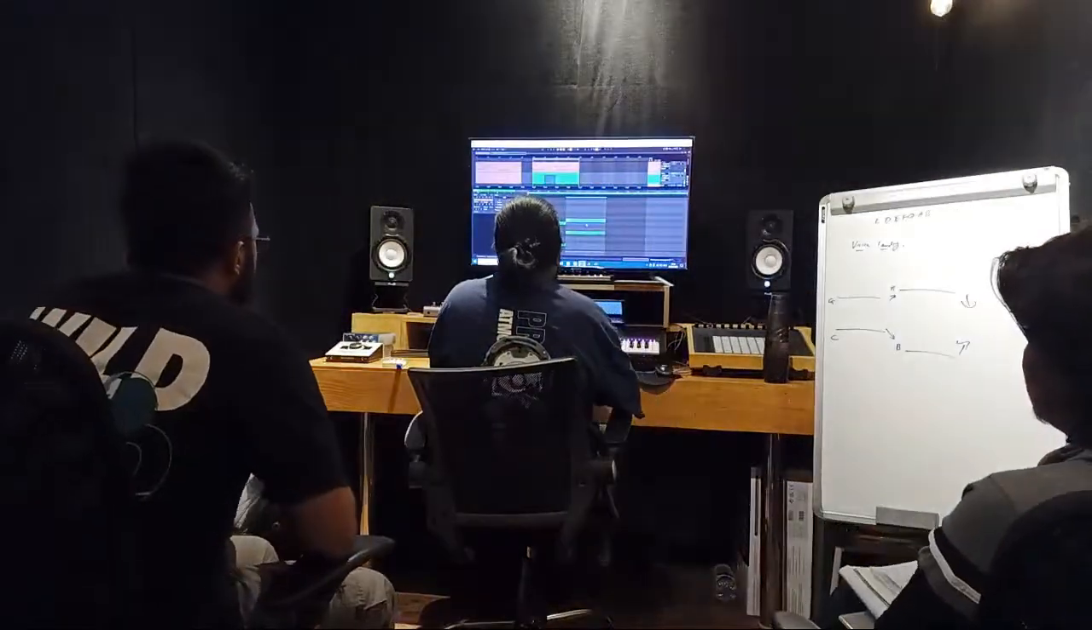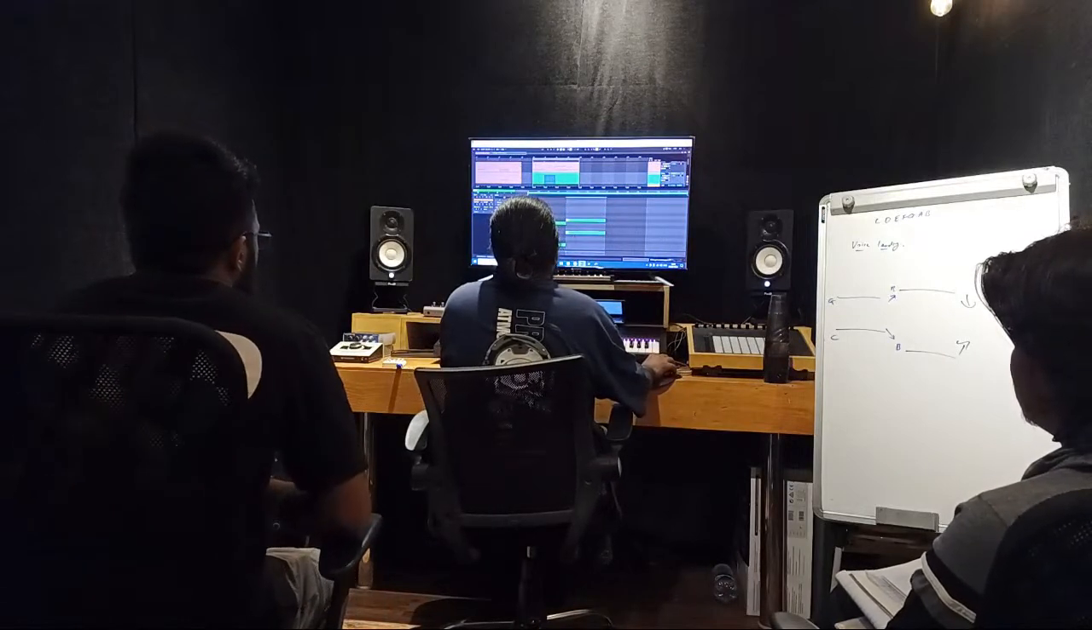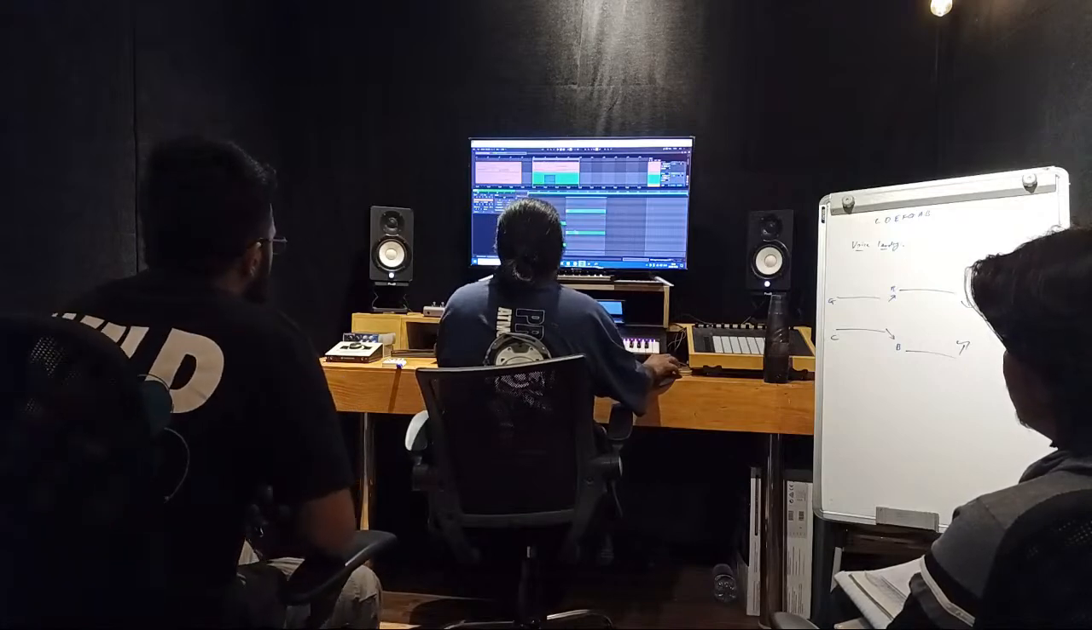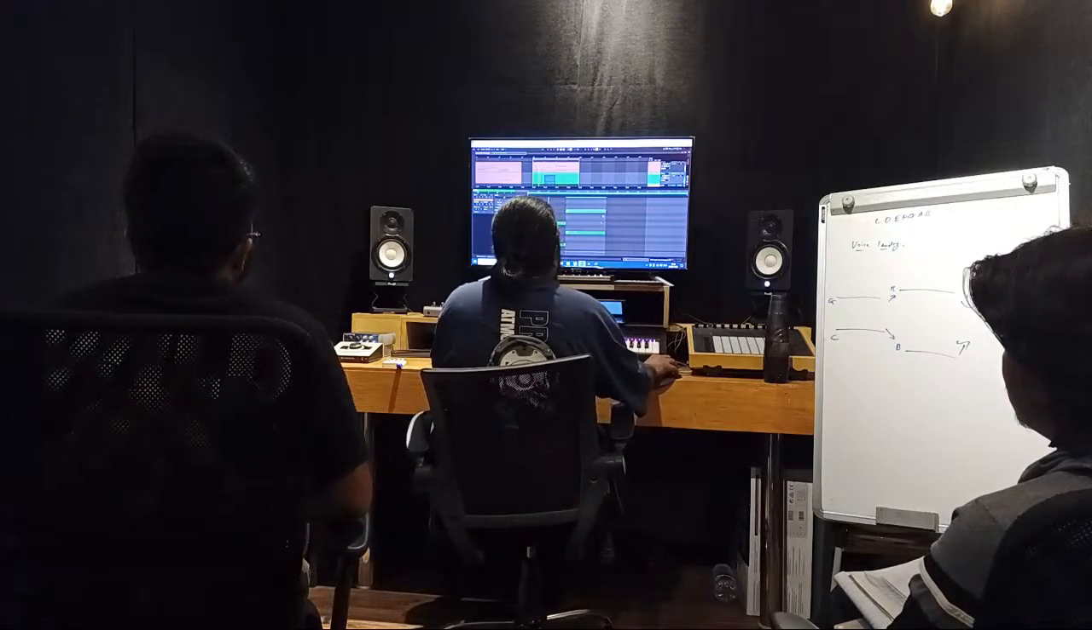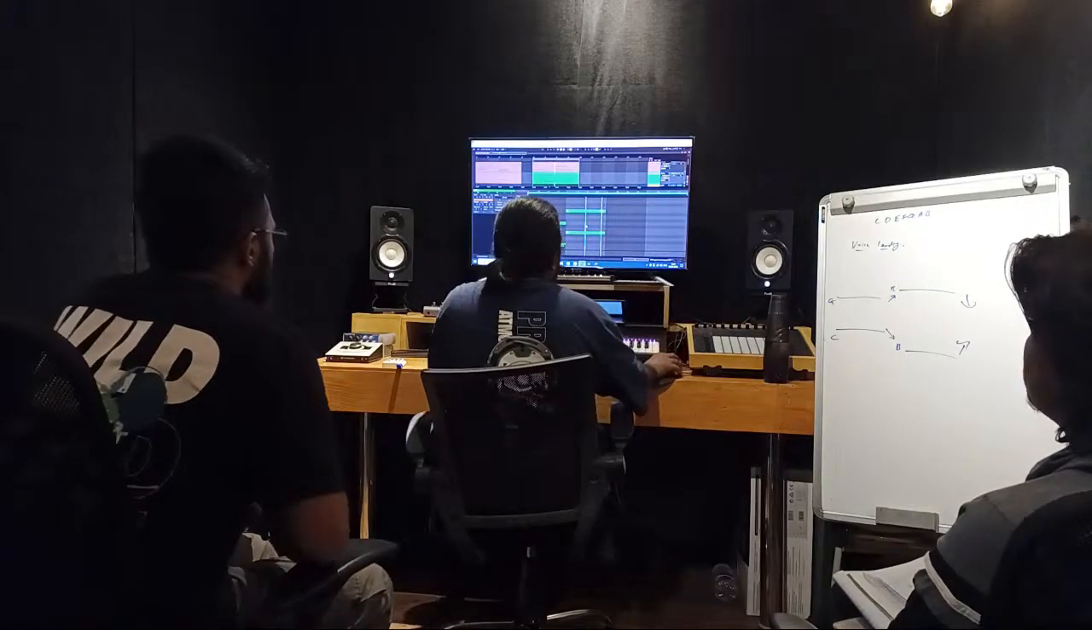So we have 1 and 5, and now basically your C is going to G, which is how many steps? 1, 2, 3, 4. This is also going to go 1, 2, 3, 4. Now you have 1 5 and again 1 5. So this is what the parallel motion is all about.